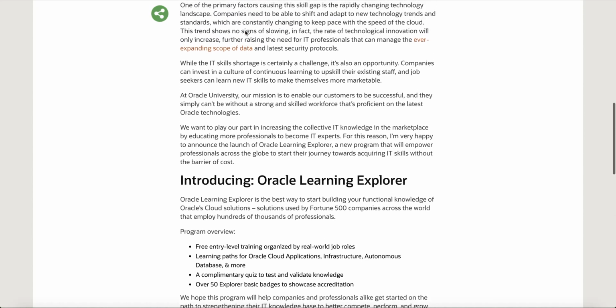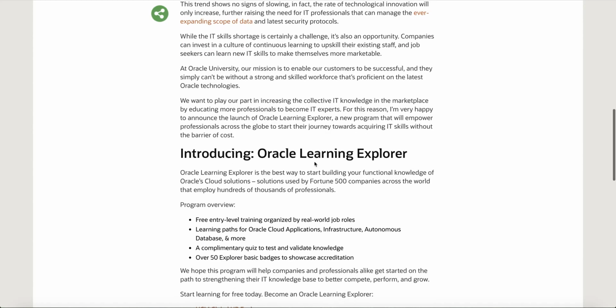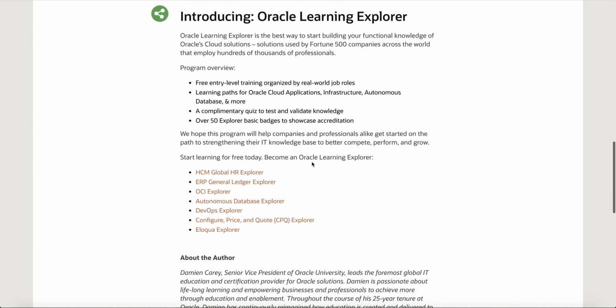As you can see in this blog, they clearly say there is a skill gap in the market, and they are not getting the right IT professionals who can take that skill and get hired in the company, but there are so many openings for those skills. These are the skills in huge demand, and in this COVID time Oracle is providing free learning for everyone for these types of skills.